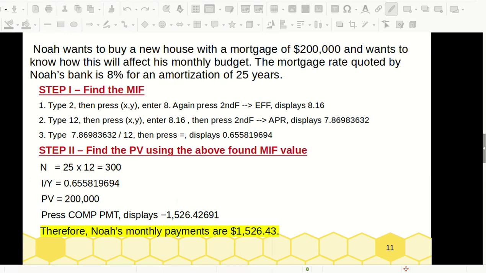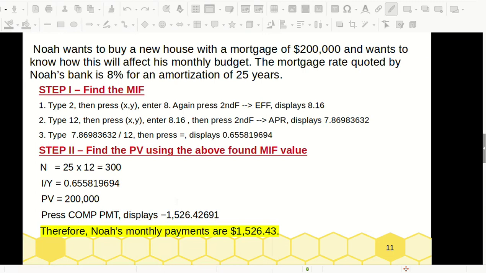To get a clear idea, we'll see another example. Noah wants to buy a new house with a mortgage of $200,000 and wants to know how this will affect his monthly budget. The mortgage rate quoted by Noah's bank is 8%. So in step 1, we find the MIF. Take the calculator, type 2, which is the frequency of compounding. Then press the XY button. Now enter 8, which is the rate. Again press second F button and then press EFF button. Now the value 8.16 is displayed and this is your EAR.